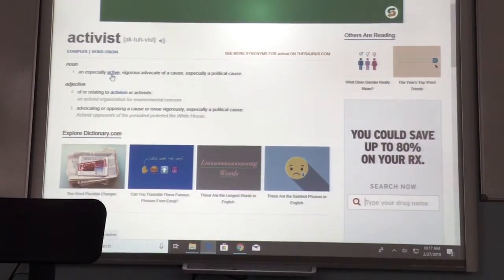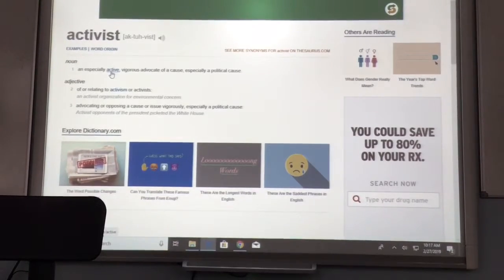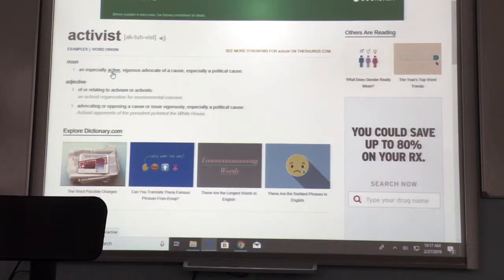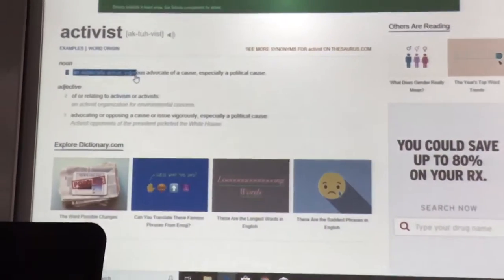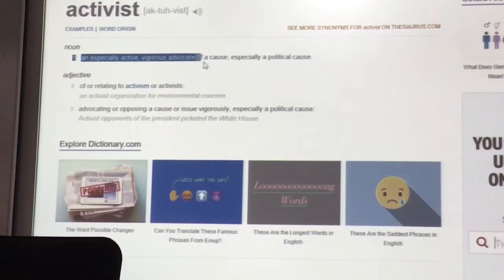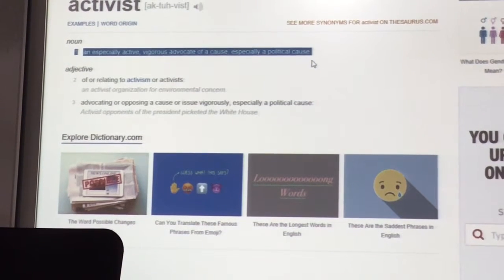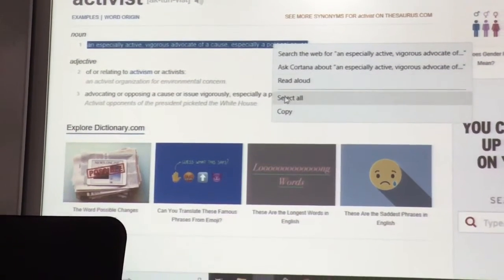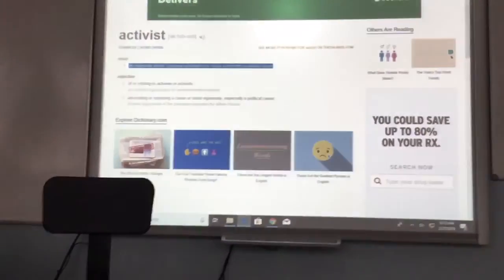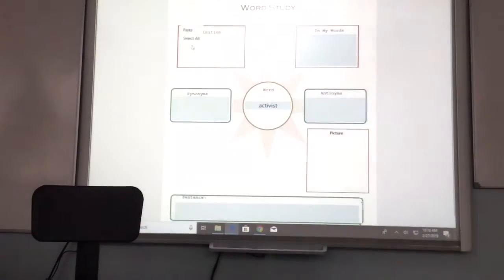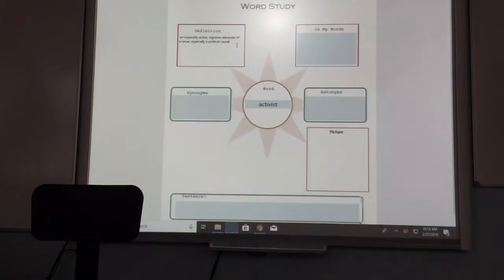When we go to dictionaries, they typically say that the first definition you get to is the more commonly used definition. And so I am going to use definition number 1, which is an especially active, vigorous advocate of a cause. And it says especially a political cause, so I guess I'll grab that portion too. And I'm going to just copy that, and I am going to paste it where it says definition.